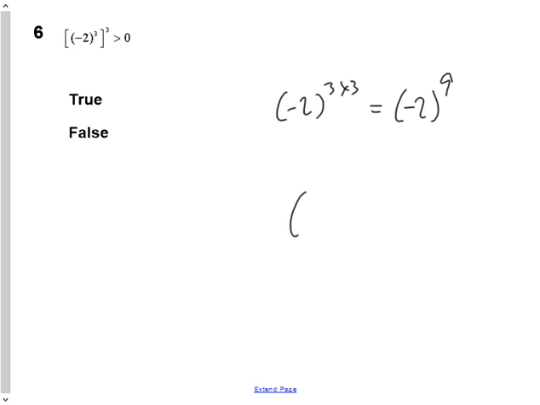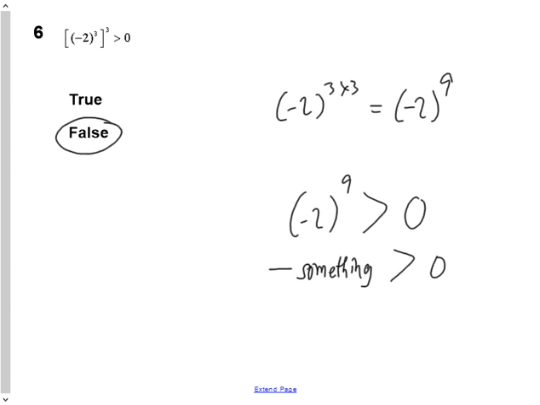Now, some people decided that it's important to simplify that, and I don't have to, because there is a basic rule that we learned that when you have a negative base to an even exponent, your answer will be positive. When you have a negative base to an odd exponent, your answer will be negative. So we know this is going to be negative something, and I don't even care what it is. But a negative base to an odd exponent will be negative something, and a negative something will never be greater than 0. So therefore, your answer is false.